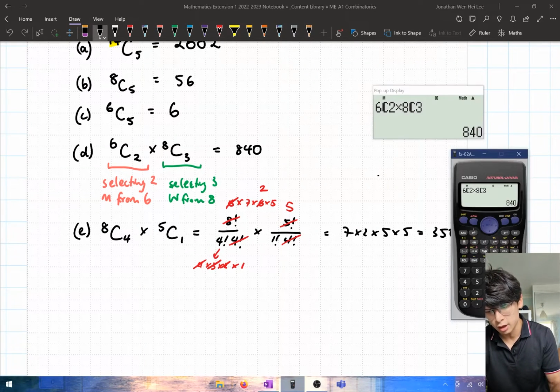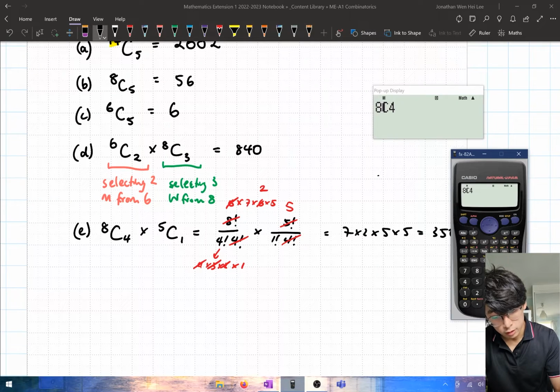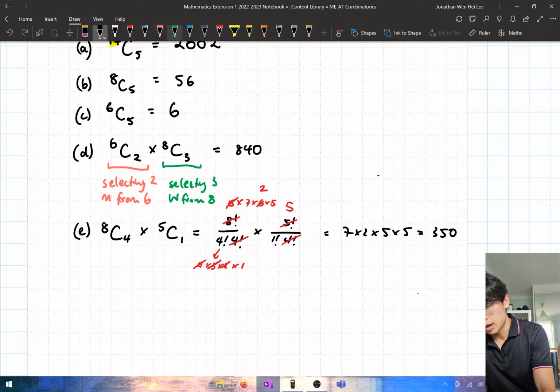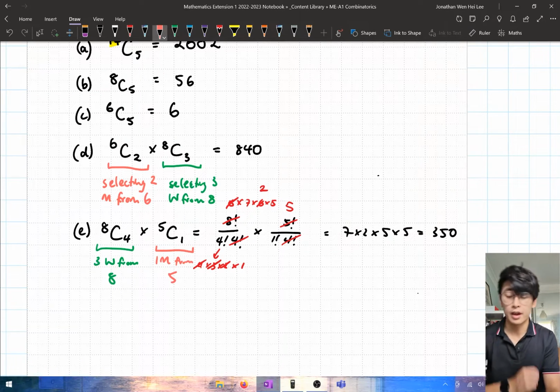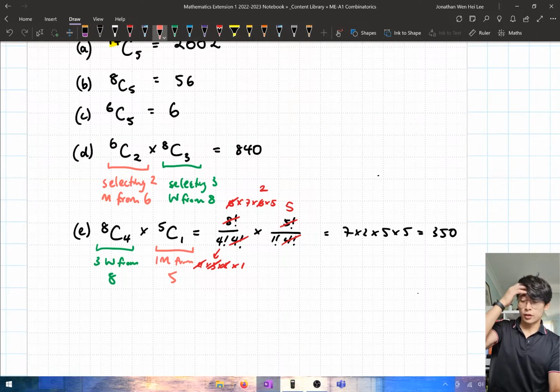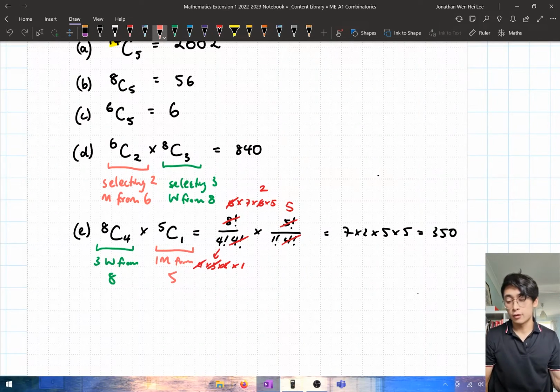So we can check that with a calculator. 8 choose 4 times 5 choose 1, which gives me 350 as I predicted. So here we're selecting the 4 women from the 8, and we're choosing the 1 man from the 5. Okay, so that's for these first couple of examples. Let's have a look at the next one.